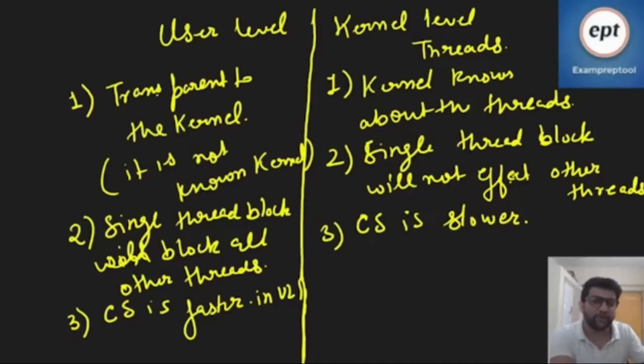If you just remember this particular point that the user level threads are transparent to the kernel, then of course we can just derive the next point from this particular point, right?